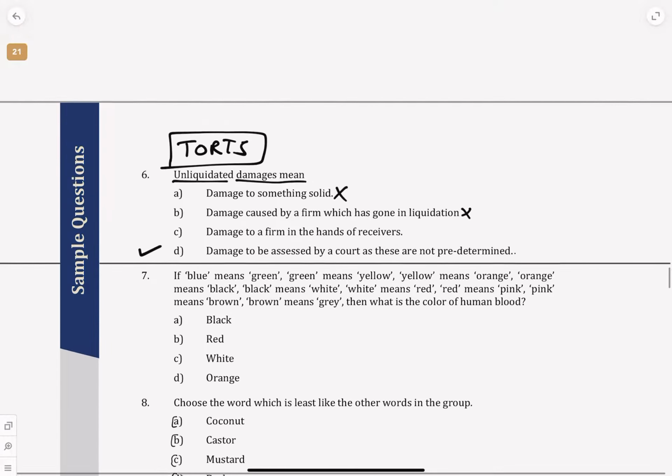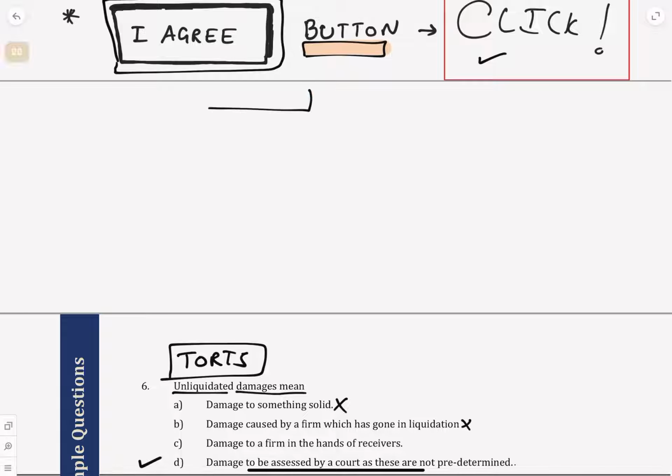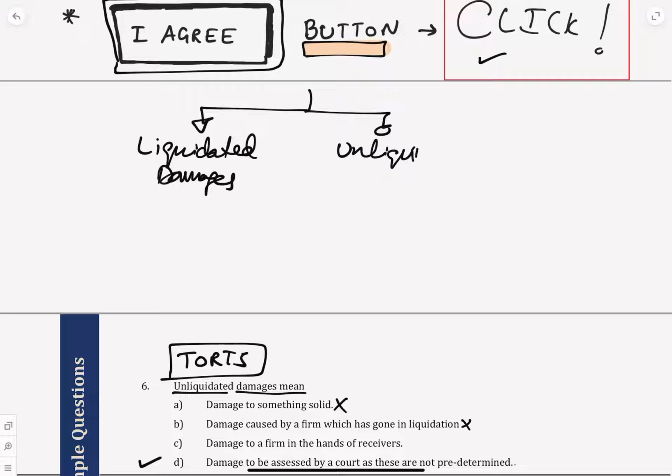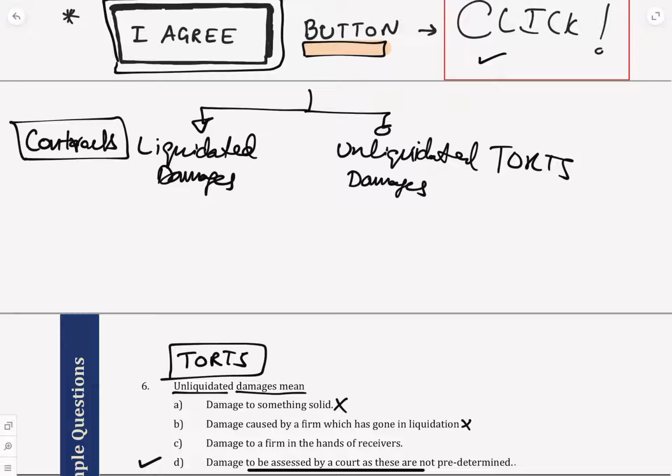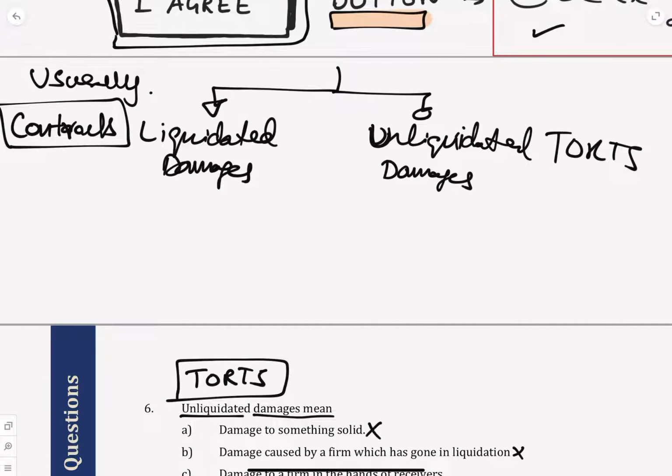So unliquidated damages, what are the two things we need to know? First we need to know liquidated damages and unliquidated. Usually unliquidated damages comes in torts and liquidated damages usually come in contracts. It doesn't mean that you can't have unliquidated damages in contracts. You can, but I'm telling usually. I'm just telling usually what happens. So let us understand one thing very clearly. In liquidated damages, there is a clear condition.